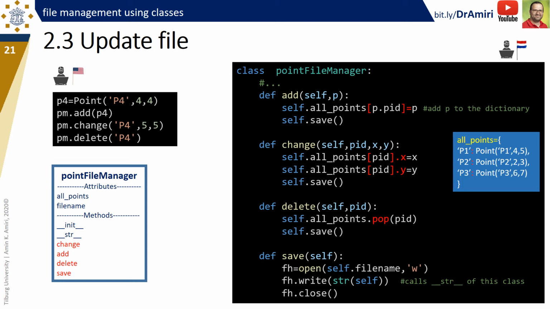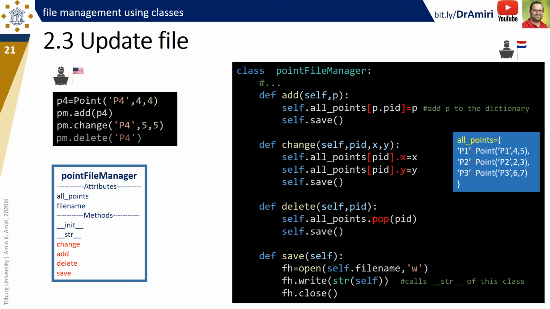The user also wants to have a change method that would change, for example, the x and y of p4 to 5 and 5. So again, here you need to have four arguments. Self again should be the first parameter, and then PID, X, and Y. So how can you change this? You need to change the dictionary first. Using the PID, you find that point and you change X and Y. And again, after that, you have to save all these points on the hard disk using a file name.